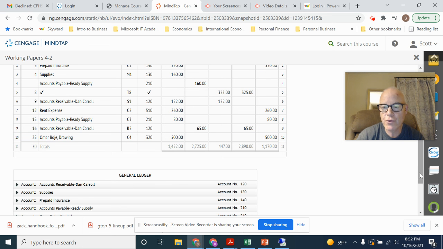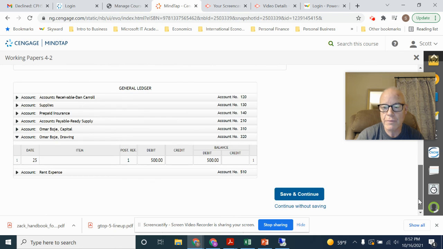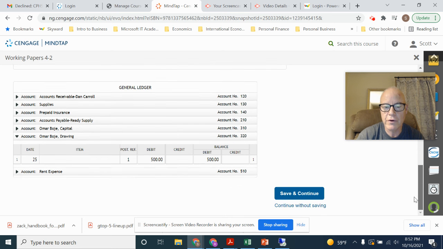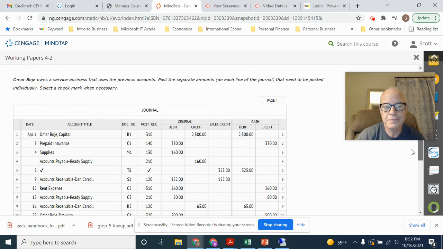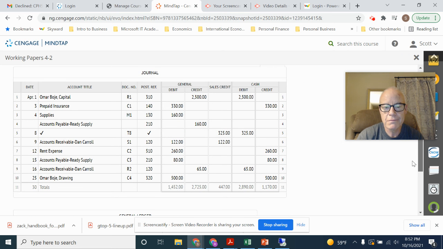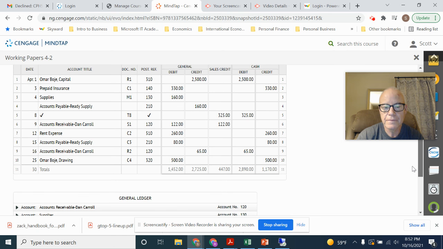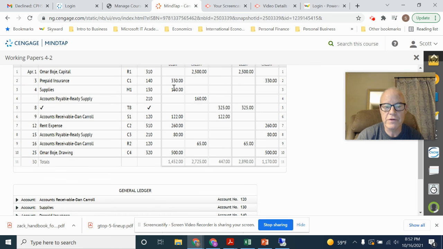Did it ask me to prove? No, we already proved that before. Those totals should already be proved. Okay. Are we good? I think we are. Everything is posted. My post reference has something filled in every row except for the check mark, which already has its special columns over there.